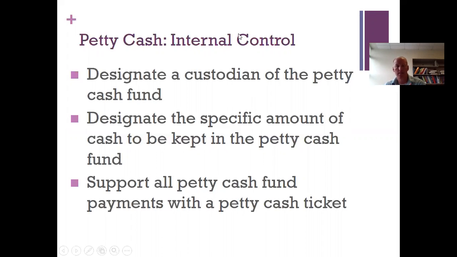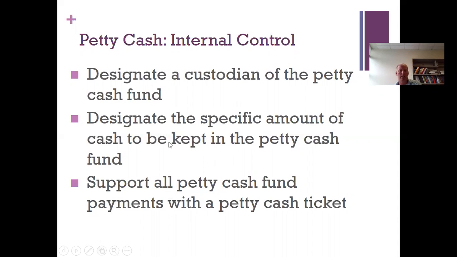Basically, we're going to set aside some money. It's not going to be a crazy amount, and then assign someone to be in charge of that money and keep track of it. The person in charge is called the custodian. We're going to specify the amount that we're going to keep in it, and then we'll replenish that amount probably at the end of each month. And we should have tickets or receipts every time we use money from the petty cash.